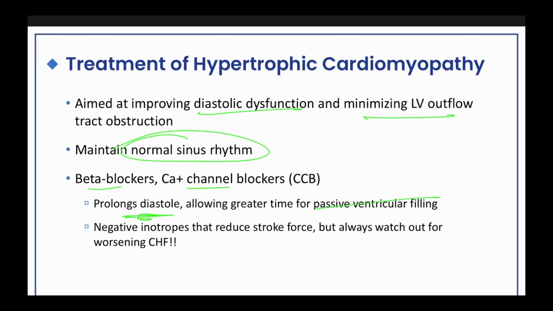So for passive ventricular filling, we use negative inotropes that reduce the stroke force. We're not going to generate the force anymore, so it relaxes the heart. However, if you relax the heart too much, you can cause them to go into CHF because now you made the heart too weak and it can't pump anymore. So watch out for signs of CHF with these patients because you may have reduced it too much, made the heart too relaxed, and caused that problem.